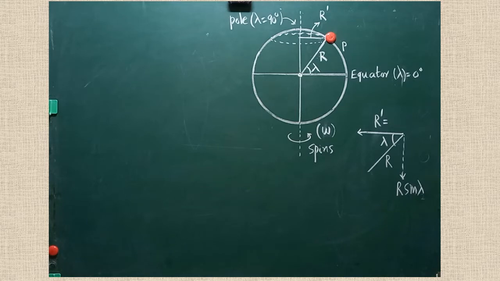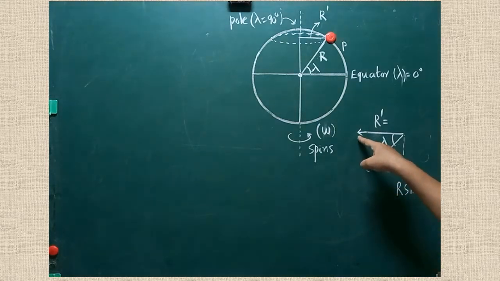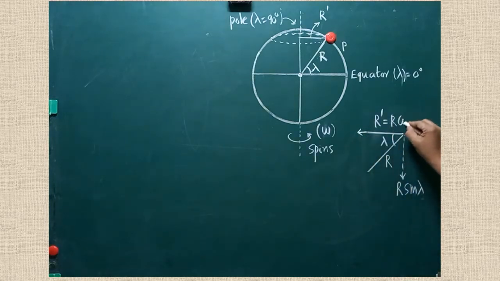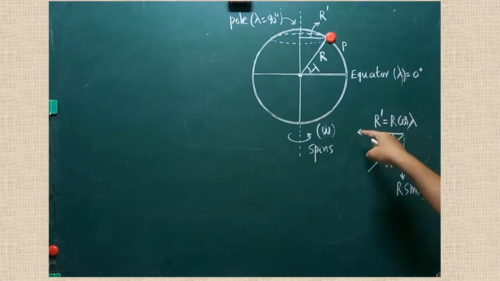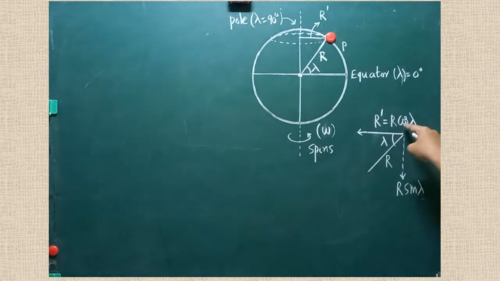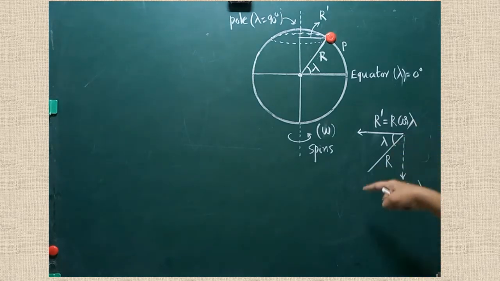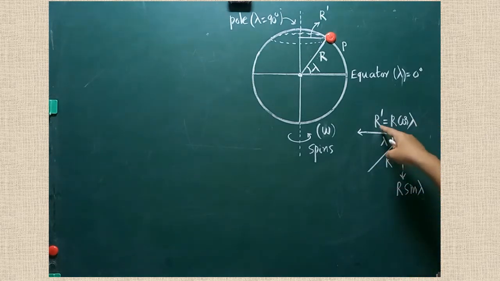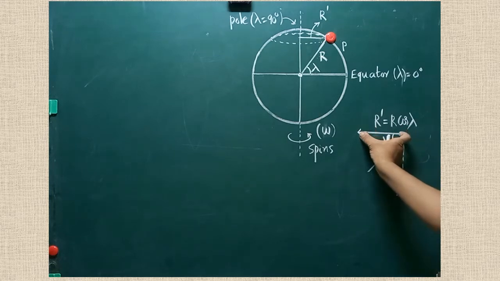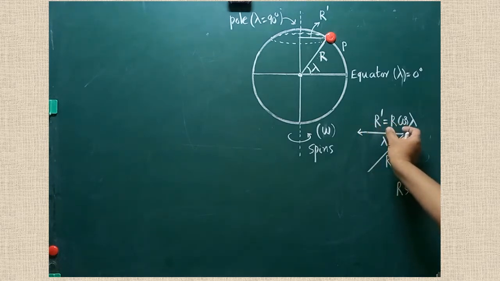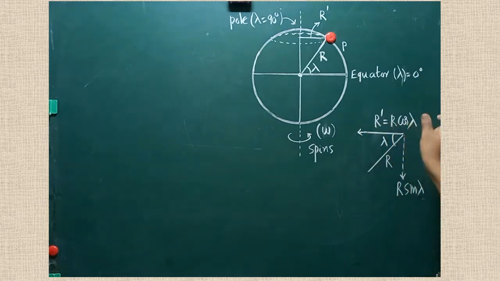Can you understand? So here how could this one be written? This one could be taken as R cos lambda. Are you clear? So R is resolved into two components. What are they? R sin lambda, and this is the horizontal component, therefore we can take it as R cos lambda. So R is resolved into two components. Since R is acting here, R is measured here, R dash can be taken as R cos lambda.